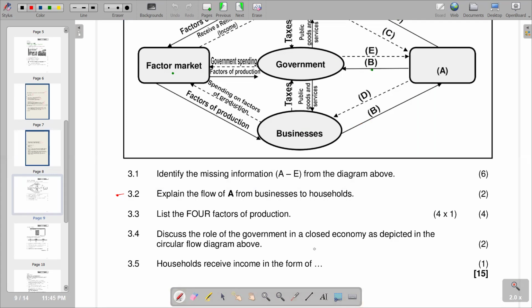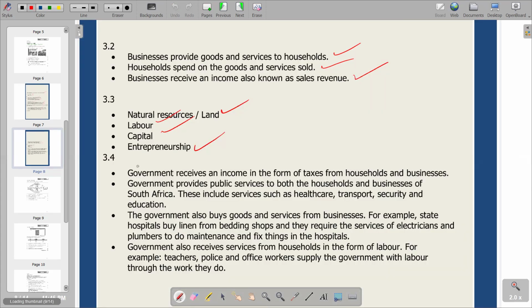I'll go to the next question. Discuss the role of the government in a closed economy as depicted in the circular flow diagram. We see that the government is at the center, so we need to describe its role. The government receives an income in the form of taxes from households and businesses, and also provides public services to both households and businesses of South Africa. This includes services such as healthcare, transport, security, and education.